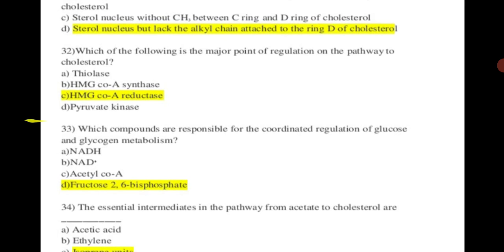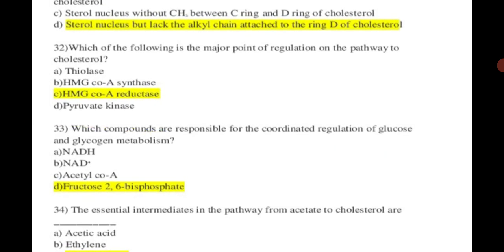Question number 33. Which compound is responsible for the coordinated regulation of glucose and glycogen metabolism? The answer of it is fructose 2,6-bisphosphate. The fructose 2,6-bisphosphate is a metabolite that allosterically affects the activity of the enzymes phosphofructokinase and fructose 1,6-bisphosphatase, and this regulates glycolysis and gluconeogenesis.